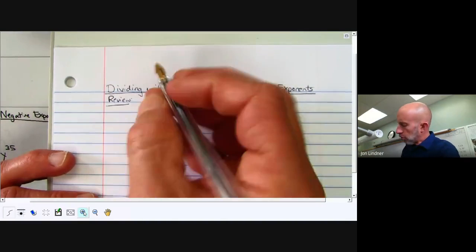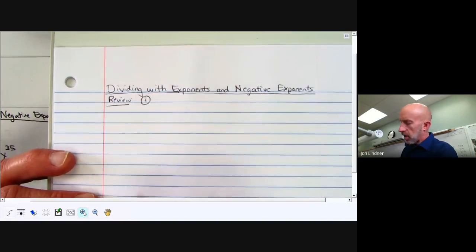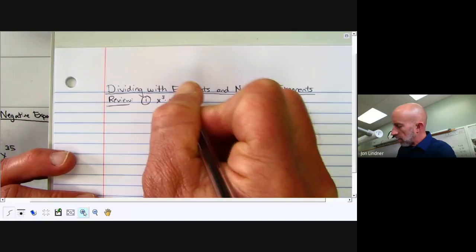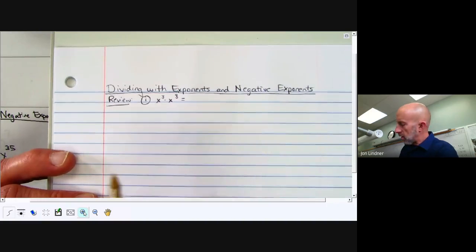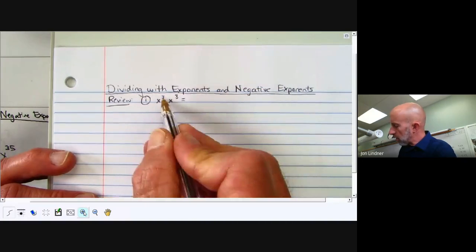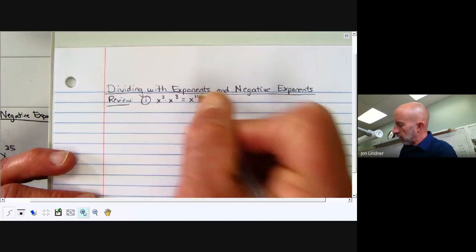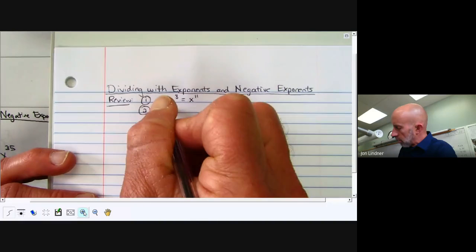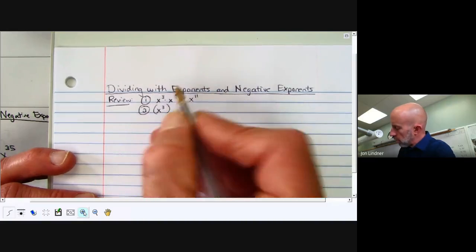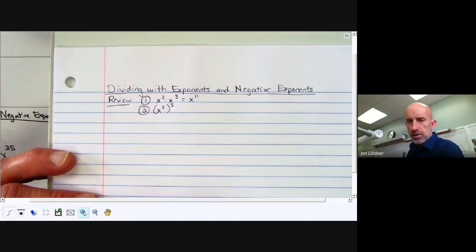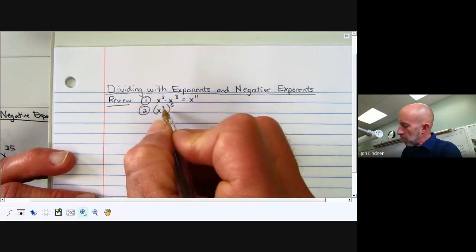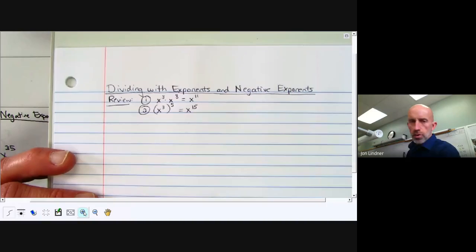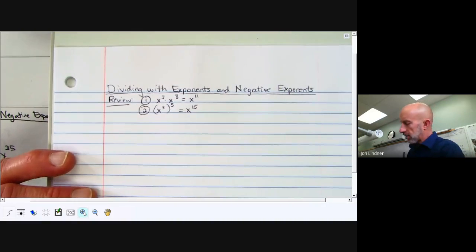these two rules that we learned in our last lesson, which was that if I multiply with like bases, x to the third times x to the eighth, I add the 3 and the 8, and this is x to the 11th. Now, if I have a power to a power, like x to the third, and then there's a power on the outside like that, then I multiply these two. So this is x to the 15th. Those are the two main rules we worked with in our last lesson.